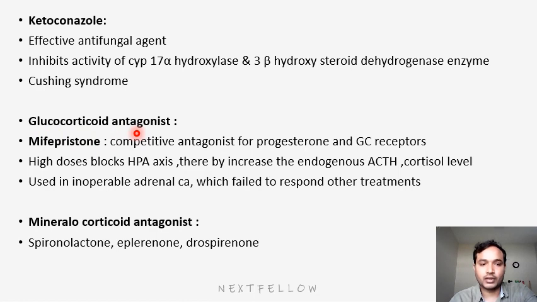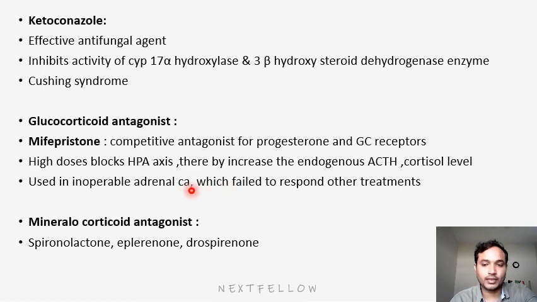Next group will be glucocorticoid antagonists. That means receptor antagonists. This drug will be mifepristone. It is a competitive antagonist for progesterone and, at the same time, glucocorticoid receptors. We already discussed it in the estrogen group. At high doses it blocks the HPA axis, that is the hypothalamus pituitary axis, thereby increasing endogenous ACTH and cortisol levels. These are also useful in inoperable adrenal carcinoma.